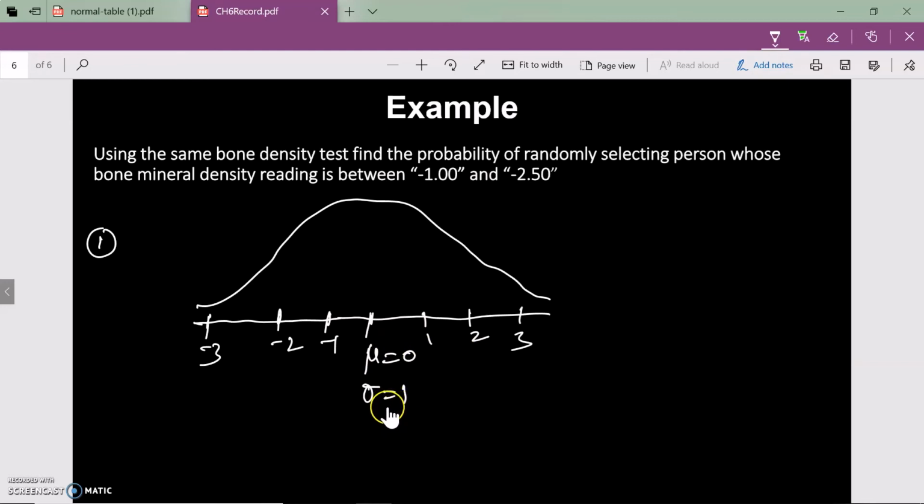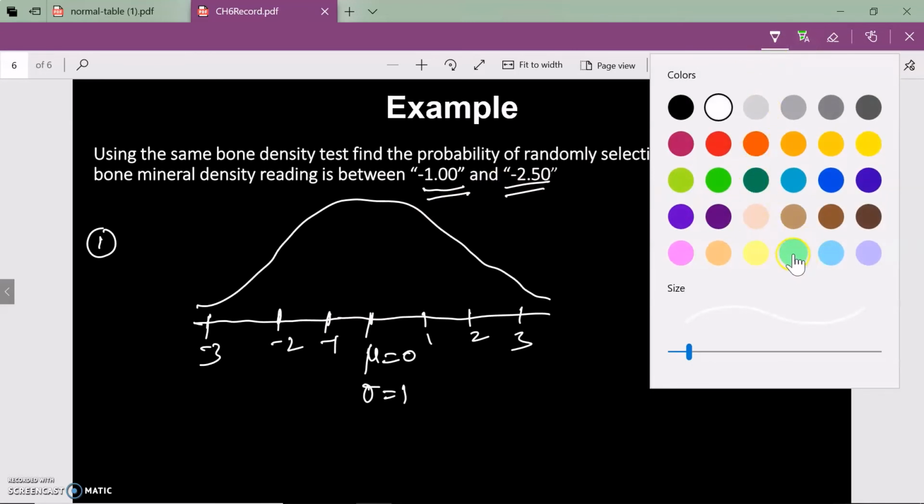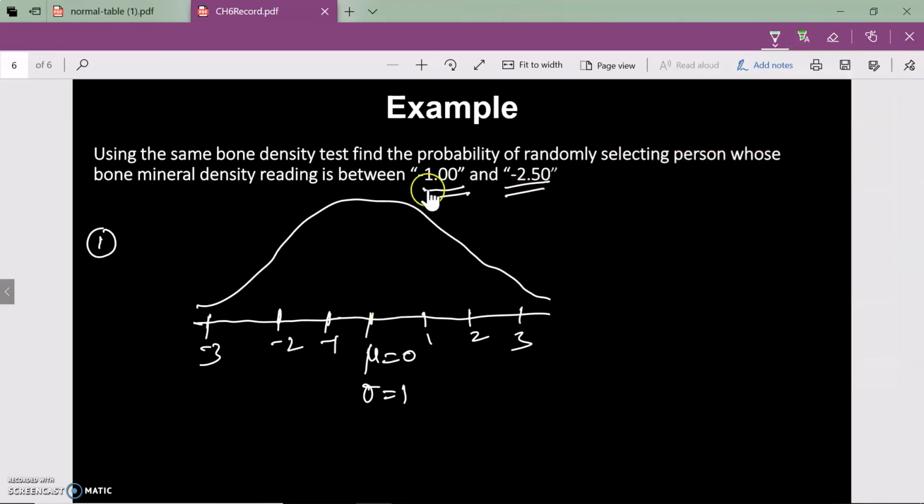Now once we have made this picture, the bell-shaped curve, and indicated the mean and the standard deviation, the next step is to locate the value of your interest. Note that in this situation we don't have a single value, rather we have two values. I'm going to locate these two values one by one. The first value is -1. This is the -1. And the second value is somewhere here, -2.5. So let me draw a boundary wall for the first one, and let me draw the boundary wall for the second one.